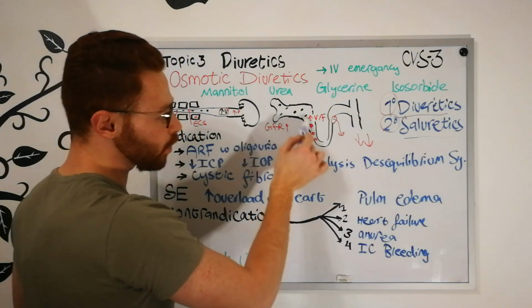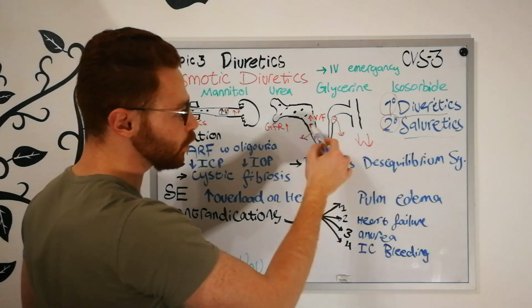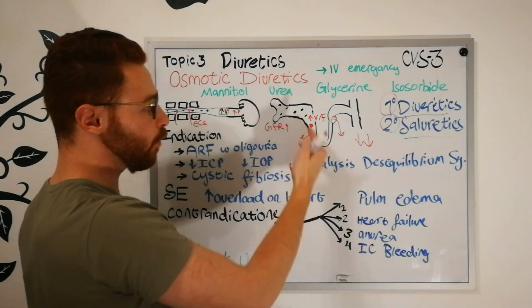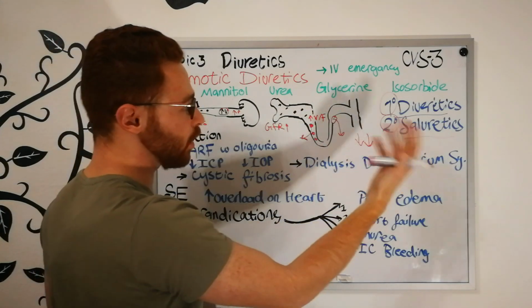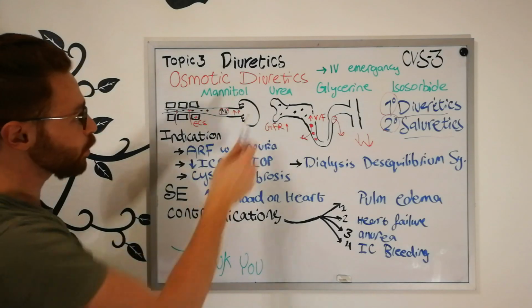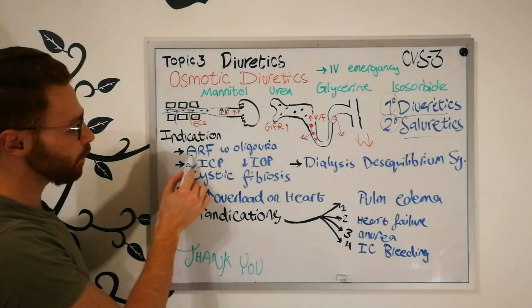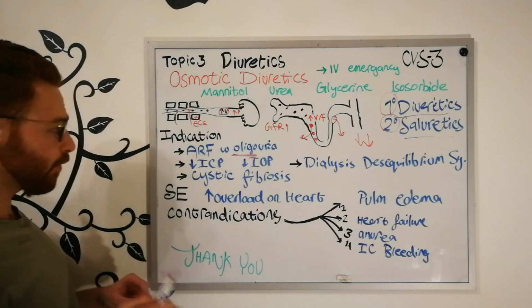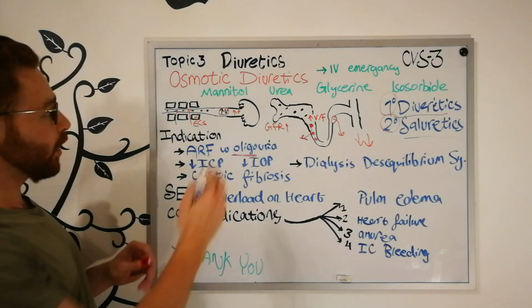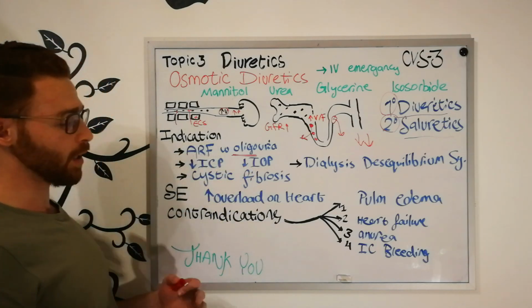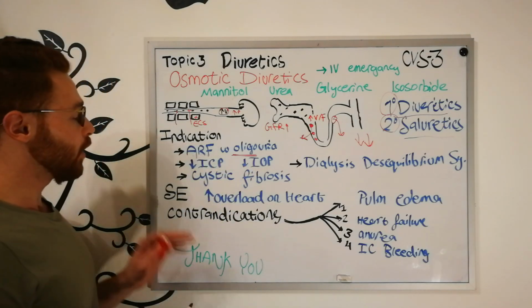So first we lost the volume, and due to the huge volume loss and the very fast flow through the nephron, we're losing the salts as well. Now, the indication for the osmotic diuretics is in case of acute renal failure with oliguria. The very important thing is we give these drugs to avoid developing anuria, okay?